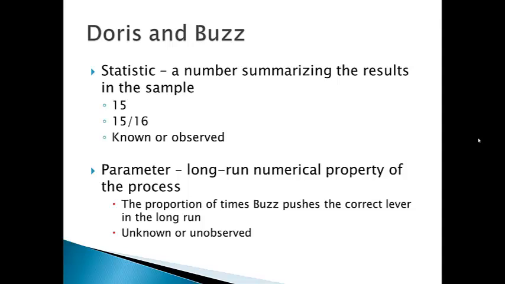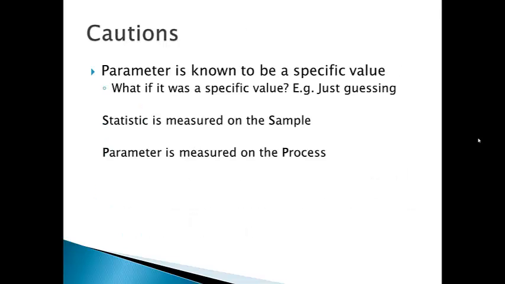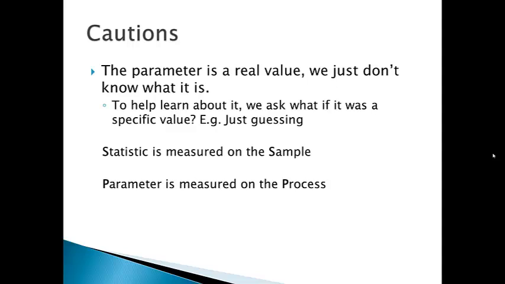What we're trying to do in statistics is to take the observed value, 15 out of 16, and tell us something about the parameter, the long-run probability that Buzz pushes the correct lever. A few words of caution. First, the parameter is a real value. We just don't know what it is, and we're never going to be able to know for sure what it is because we'd have to watch Doris and Buzz in the pool forever.